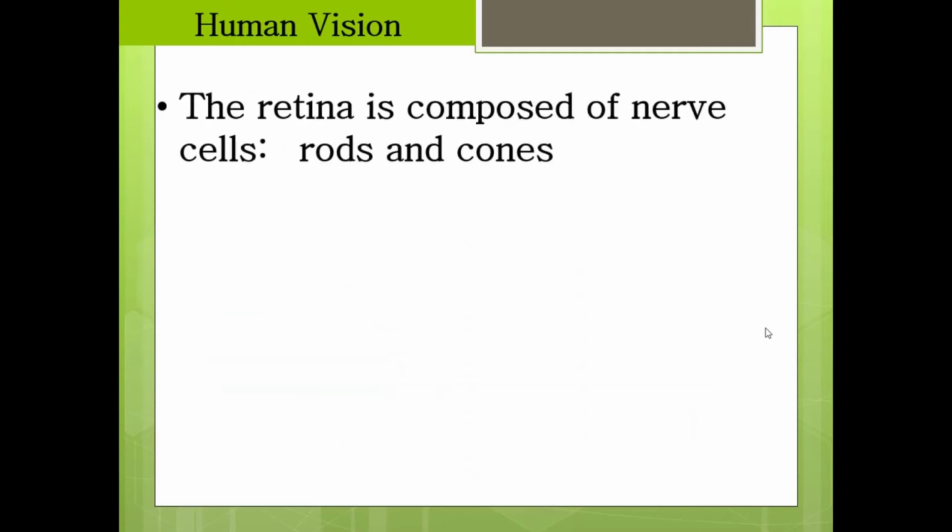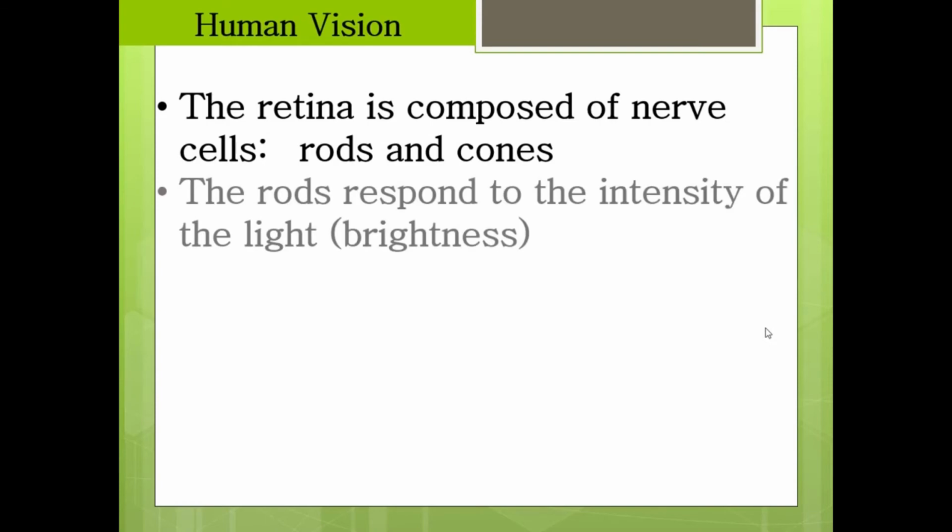The retina is composed of some nerve cells we refer to as rods and cones because of their physical shape under a microscope. The rods respond to the intensity of light, the brightness. This is what makes you close your eyes when you look towards the sun. It's what makes it hurt when you walk out into the bright light, maybe after watching a movie on a summer afternoon. Cause you to close those eyes really fast so the light doesn't damage your eye itself.